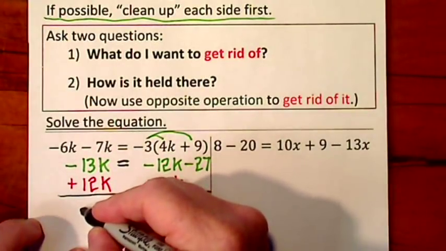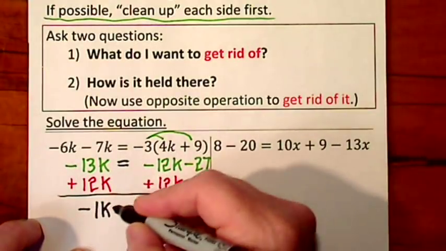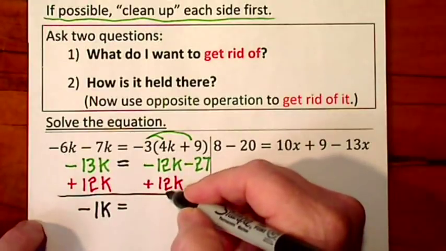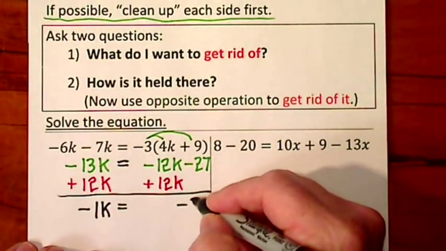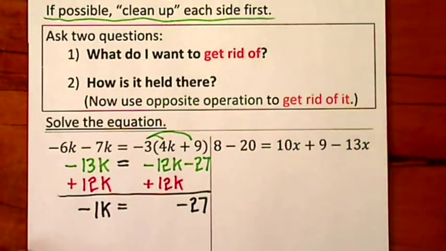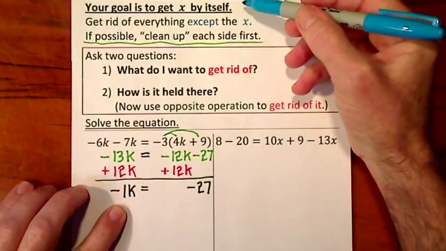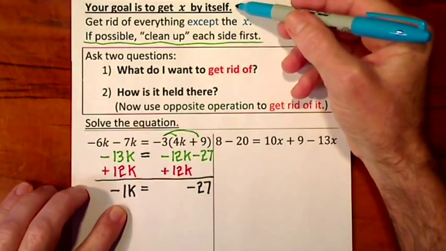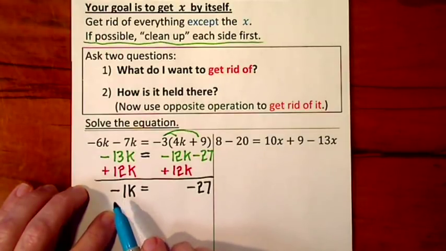This leaves us with a negative k, or negative 1k, equals, that's a 0. I don't have to write it because I have a negative 27 over here. I still don't have k all by itself. And remember, the goal is to get x by itself. In this instance, we have a k. I have a negative in front, so I need to get rid of that negative sign.